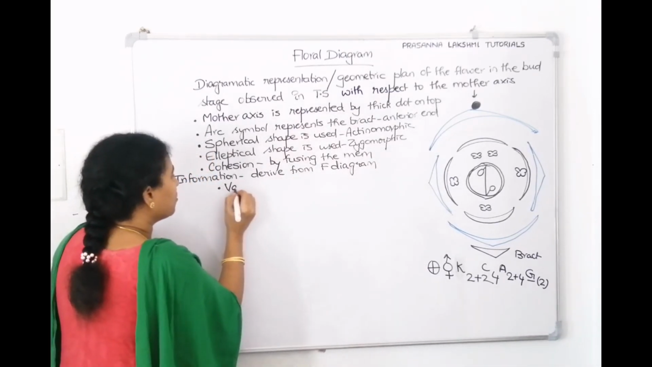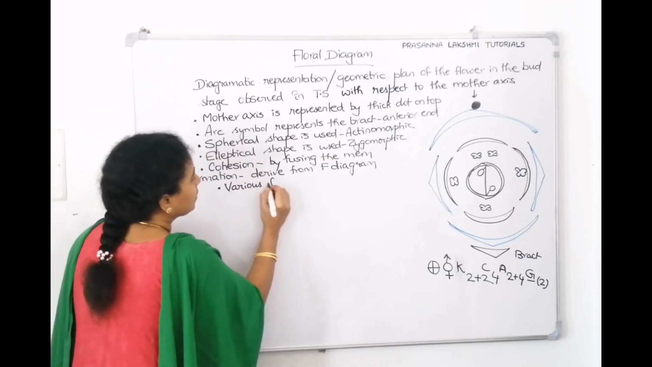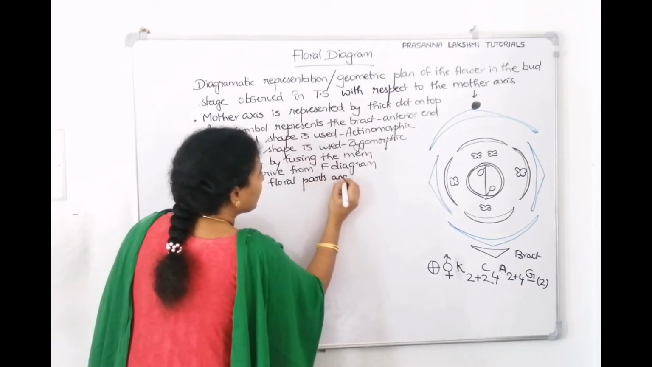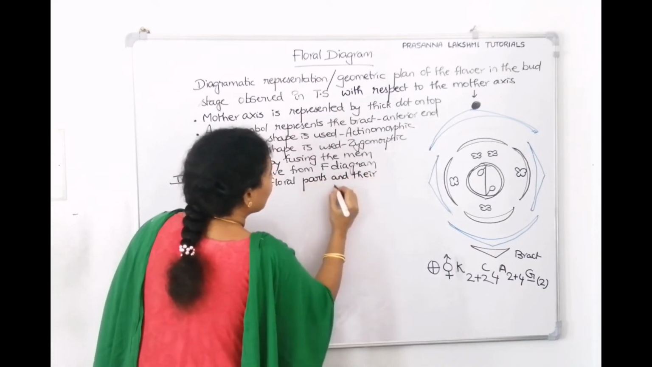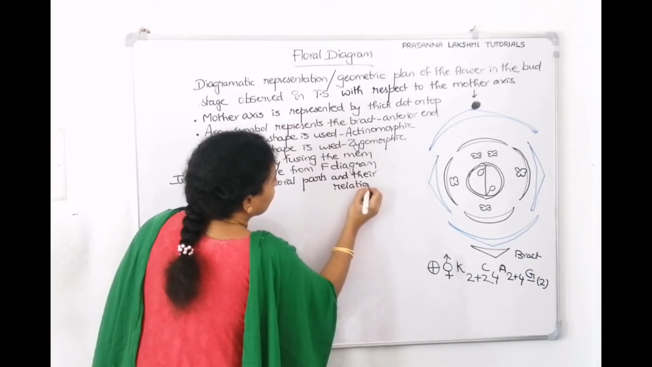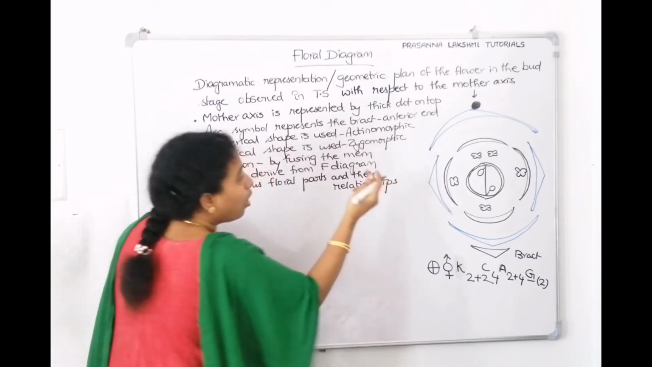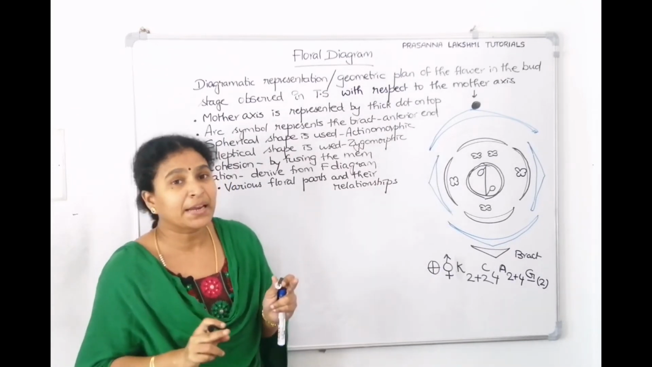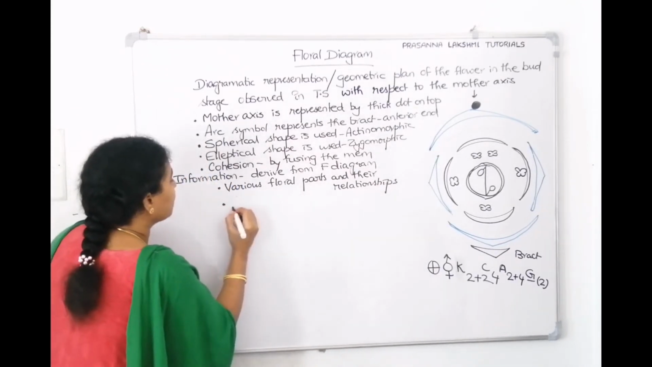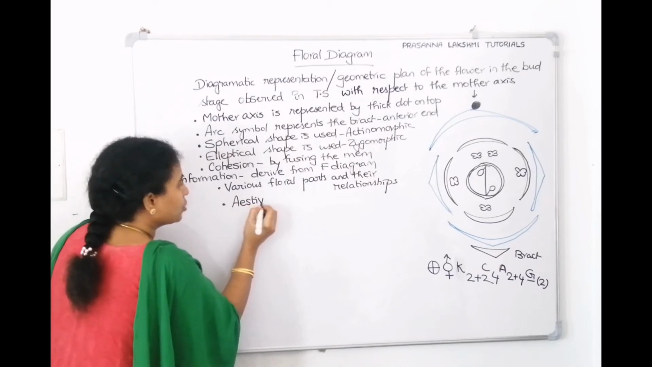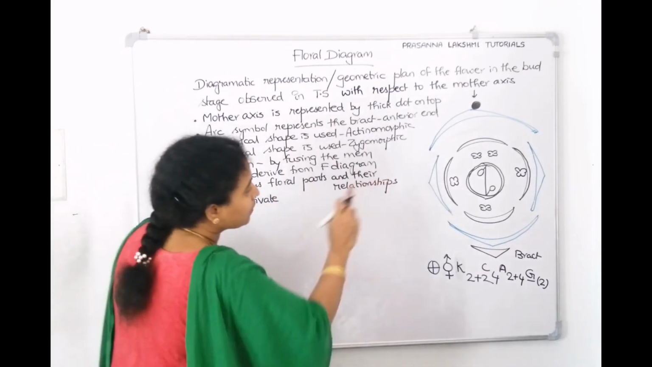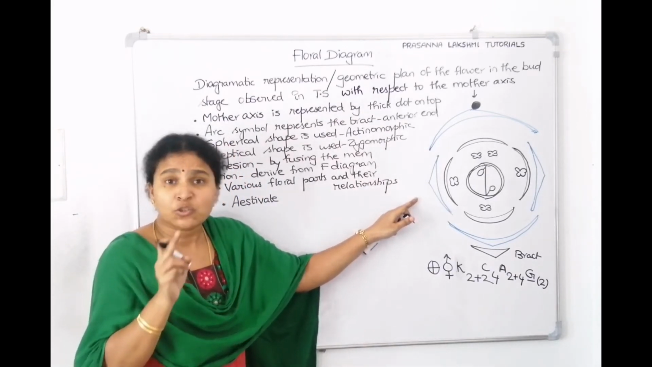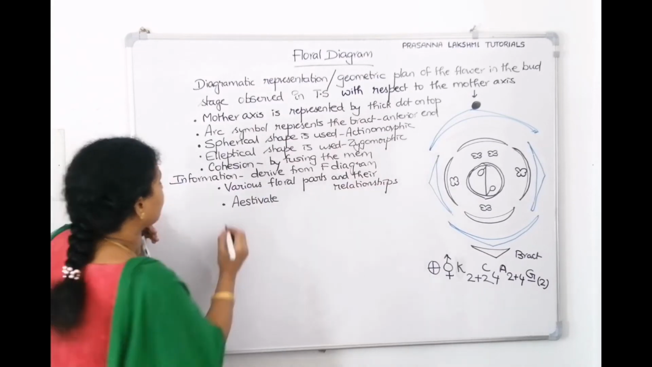We can gather information about various floral parts and their relationships. So how many sepals are there, how many petals are there, which estivation, valvate estivation, imbricate estivation. So we can derive information about estivation. So I am telling here it is valvate or imbricate estivation of the sepals and valvate estivation of the corolla, that we can tell. Nature of the anthers, monothecous or dithecous, it is dithecous there, that also we can tell.